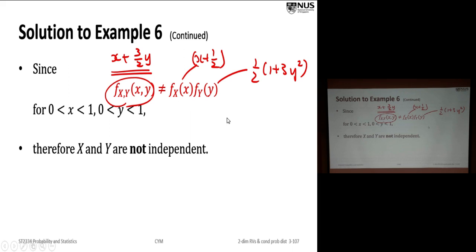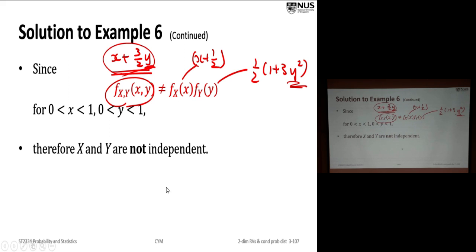Now, sometimes it's a bit tricky to show they are equal. Basically, you have to think of it this way: whether this joint PDF can be factorized or not. For this particular joint PDF, you cannot factorize. So the joint PDF is equal to one factor, which is x plus 3 over 2y, only one factor. On the other hand, the product of f of x and f of y is two factors, so no way. Or you can multiply it out and find they are not equal. Obviously, there's a y square here, but there's only y here. So it cannot be the same.